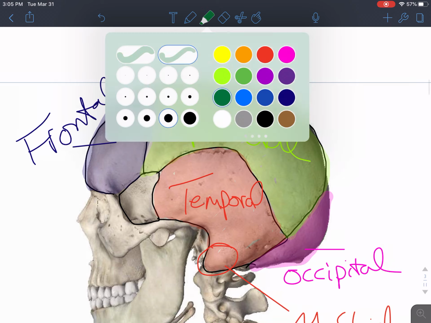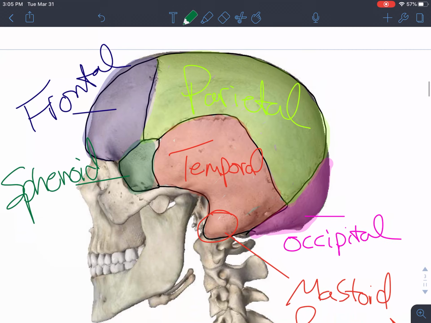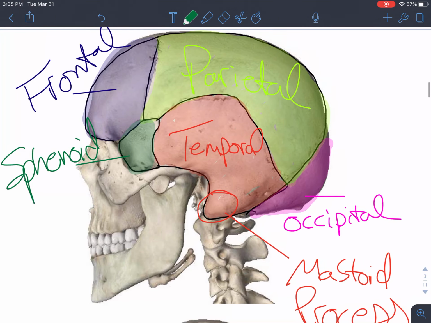And then we have the last cranial bone that we're going to learn. It's right there, and it's called your sphenoid. All right, so those are the cranial bones that I want you to know: your frontal, parietal, occipital, temporal, and then sphenoid. They all play a major role.